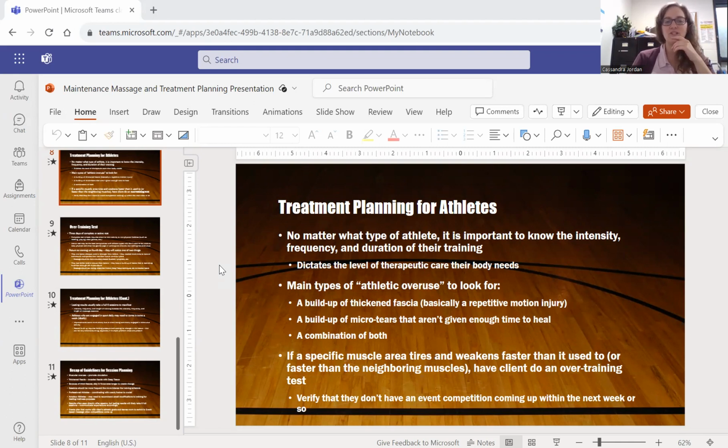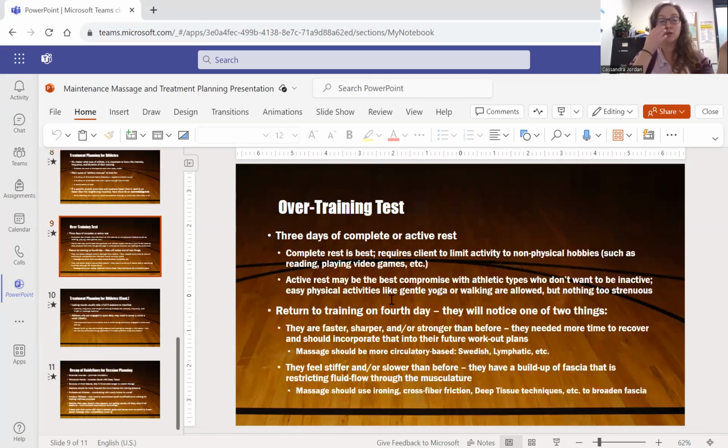If a specific muscle area tires and weakens faster than it used to, or faster than the neighboring muscles, have your client do an overtraining test. Verify they don't have an event or a competition coming up within the next week or so. And the next slide is the overtraining test.